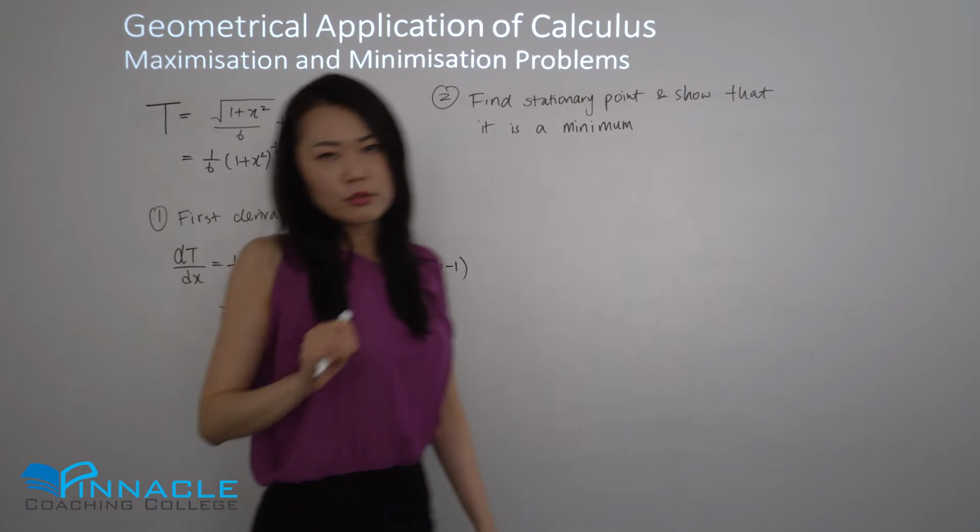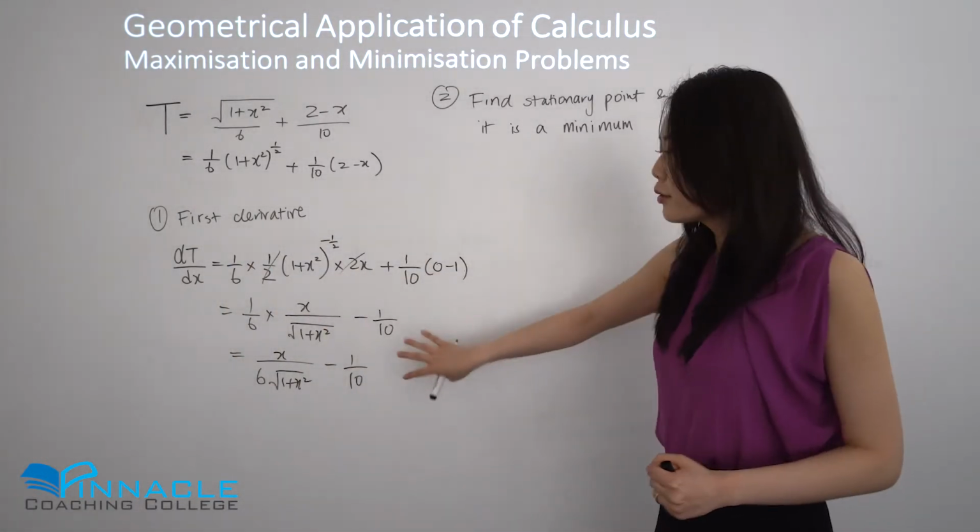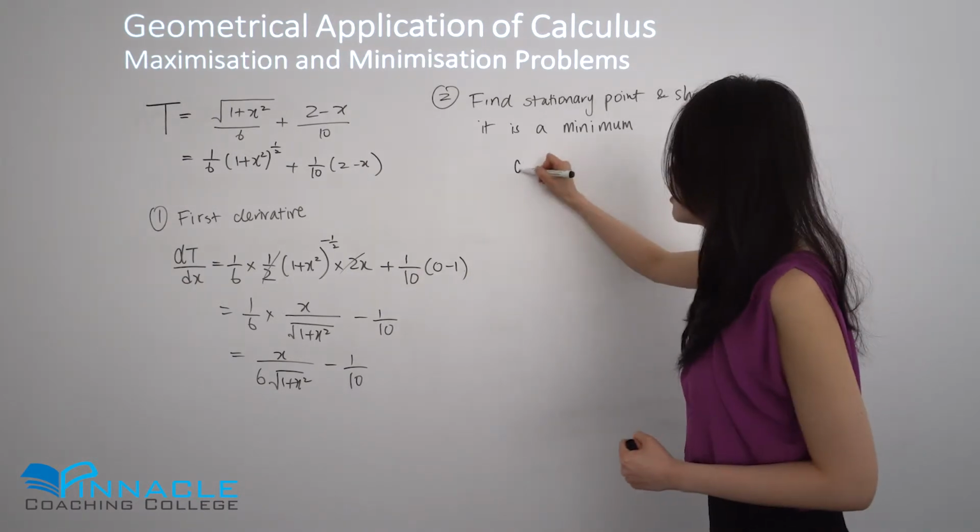Once we've found the derivative, what do we do next? We are looking for the stationary point essentially. So we're going to set this equal to 0.